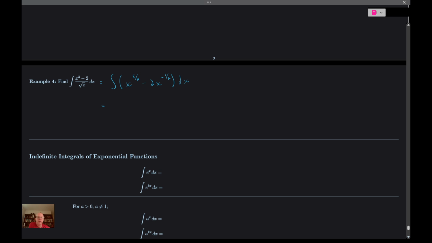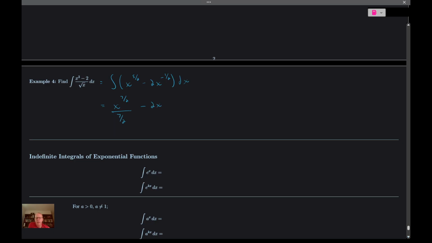And so now some of these, like this one, you got to get used to adding fractions maybe, or at least adding 1 to a fraction. So this is still a power function, and so let's add 1 to the exponent. So we get x to the 7/2 over the new exponent, which is 7/2.